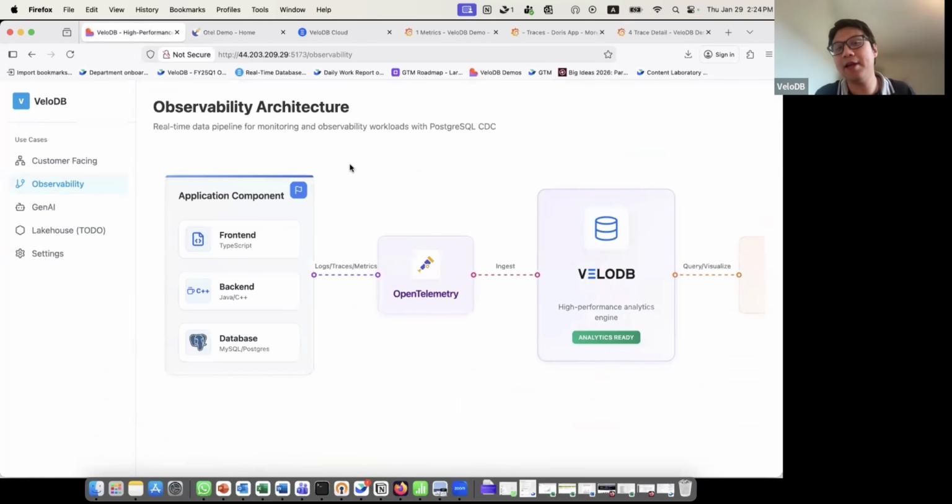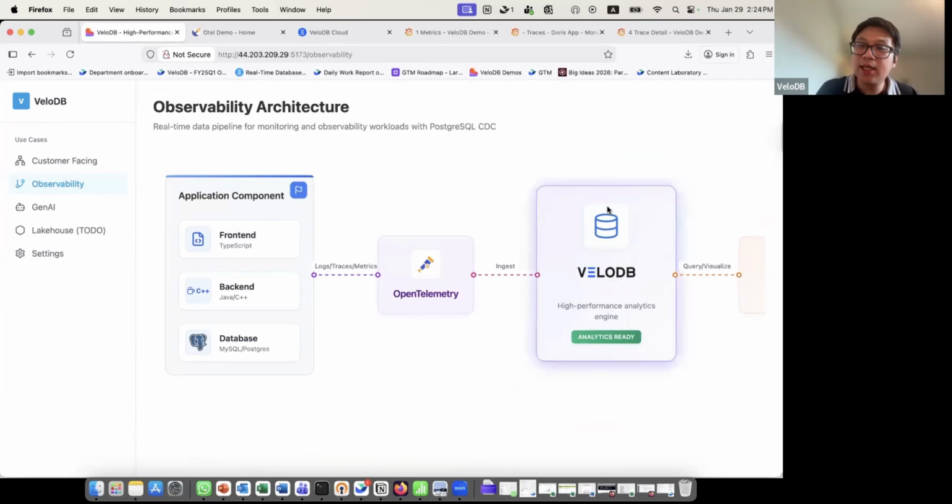So it's a TypeScript front end, Java and C++ back end, and it uses a transactional data store for the transactions that it's processing for that application. And I've set up OpenTelemetry as the collector to collect log, trace, and metrics. And then all of this is ingested into VeloDB.